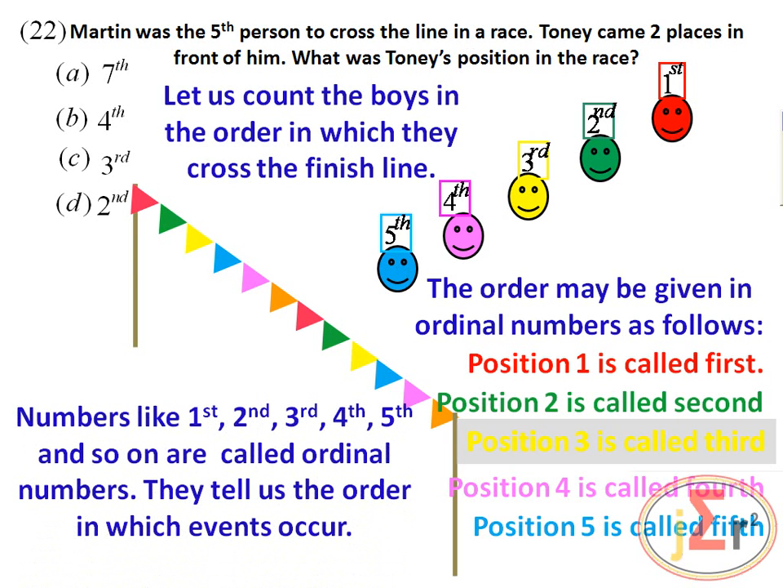Numbers like first, second, third, fourth, and fifth, and so on, are called ordinal numbers. Why are they called ordinal numbers? Because they tell the order in which events occur. They are called ordinal numbers because they tell us the order in which events occur.